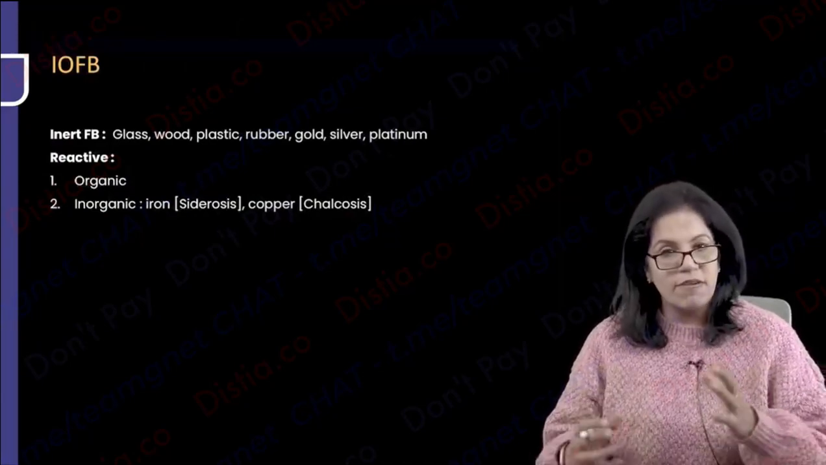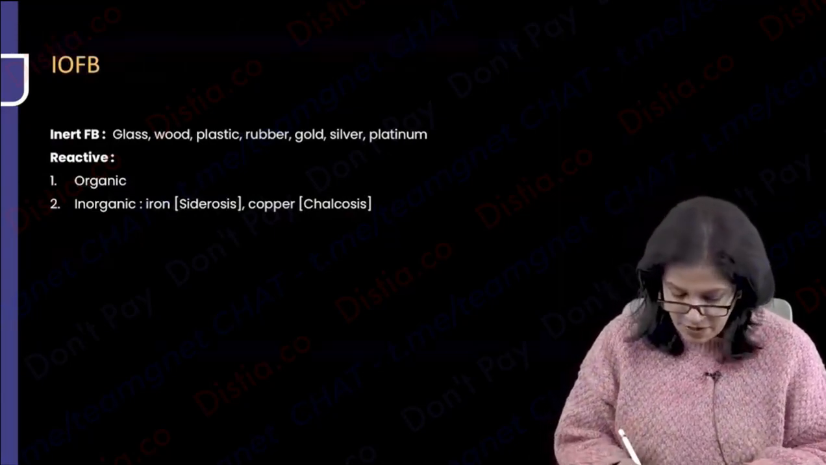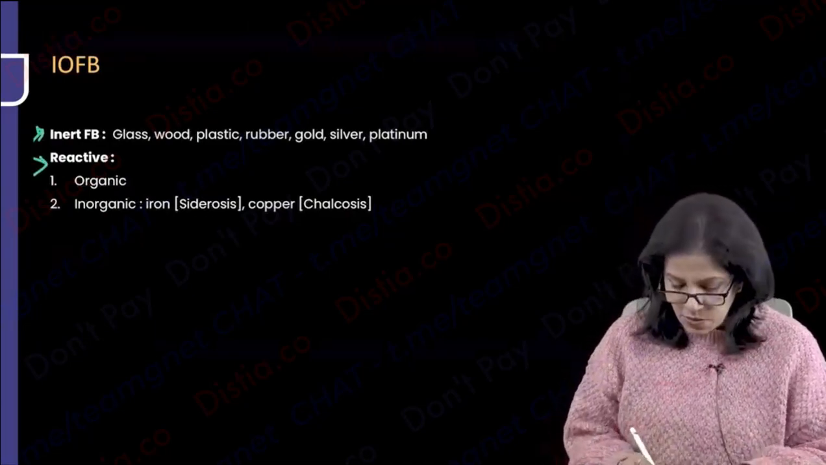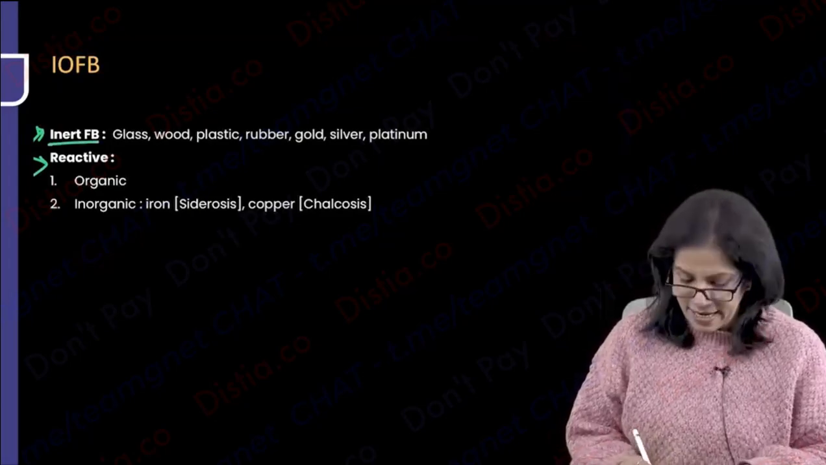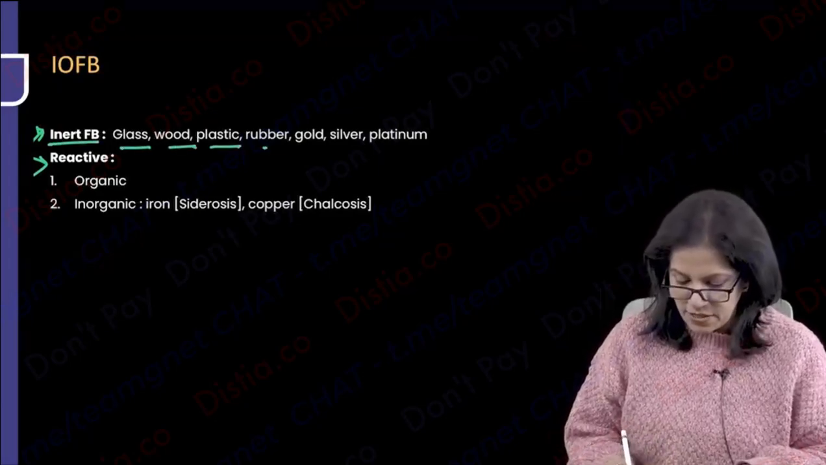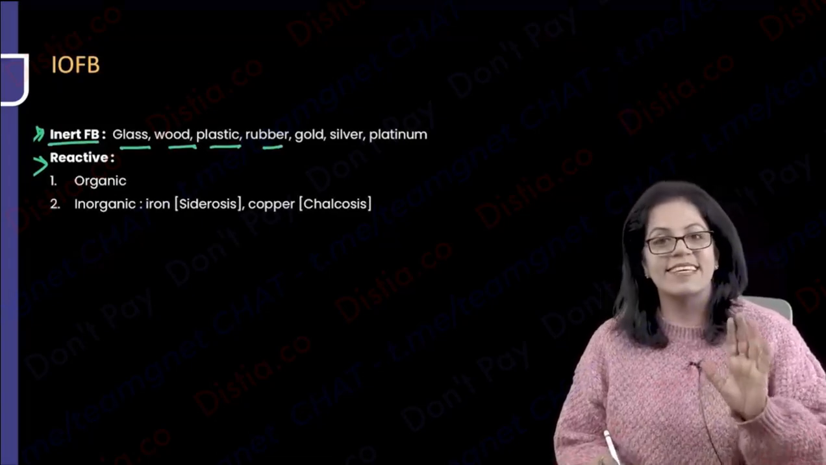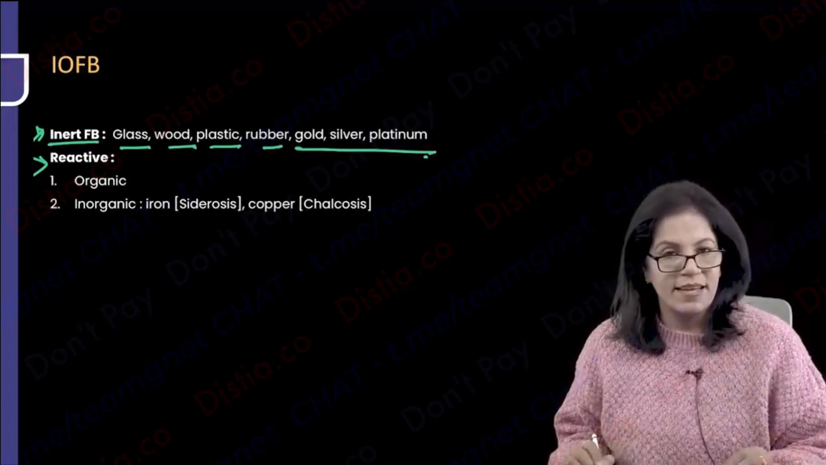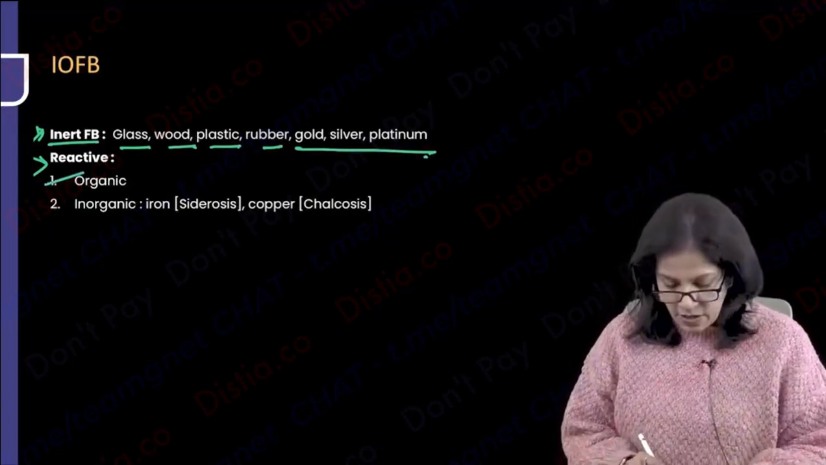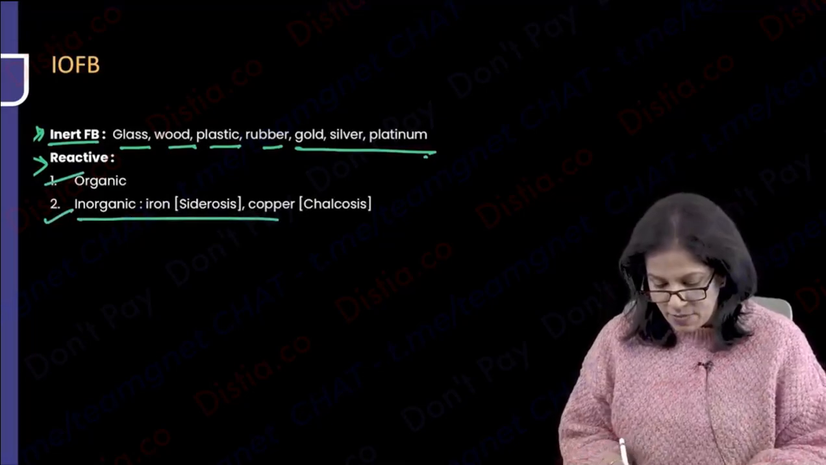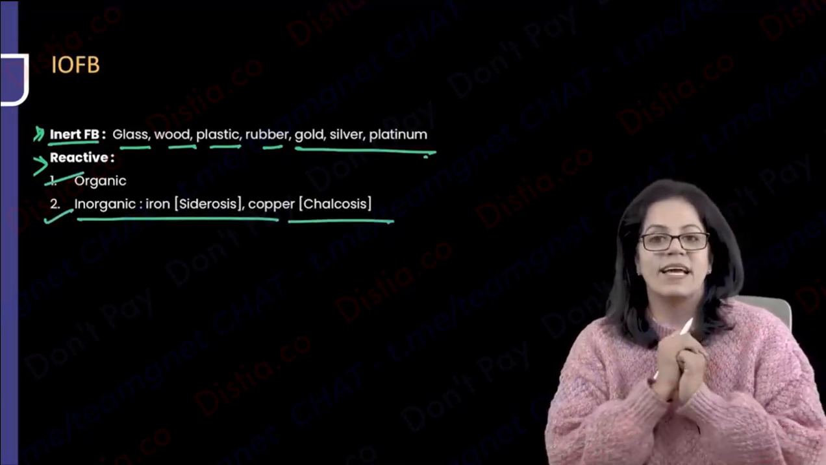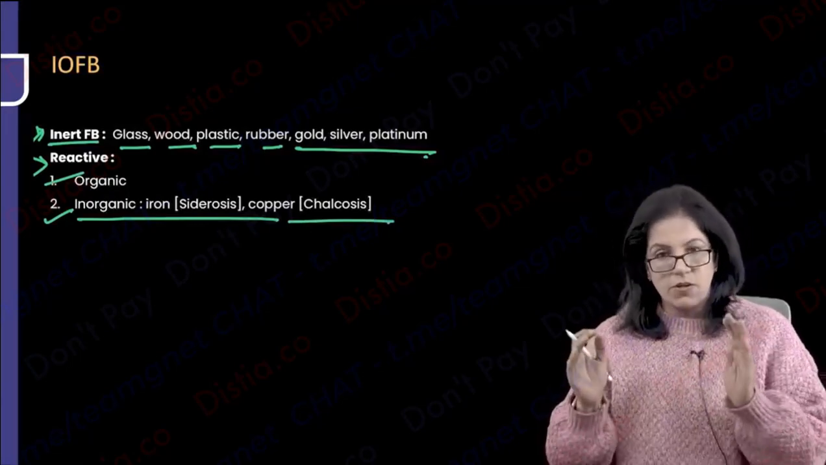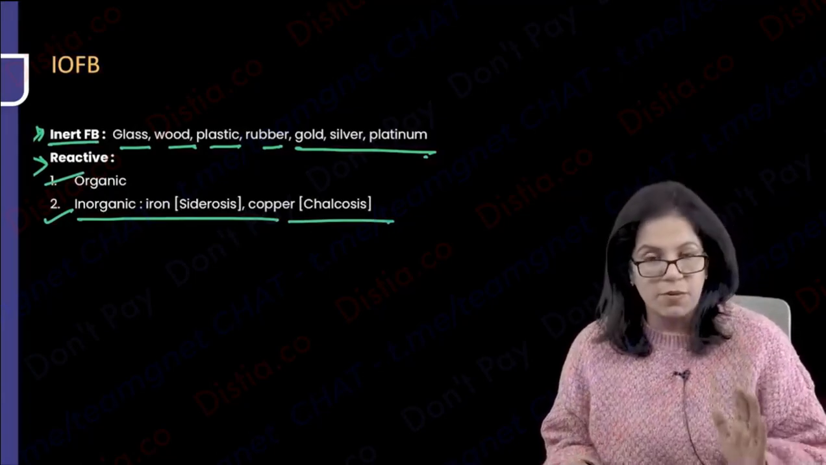If we talk about and divide the types of intraocular foreign body, we will write like this. It can be either inert or reactive. Just note down what are the inert foreign bodies. It can be glass, wood, plastic, rubber. You should know this. You should have an idea. These are inert foreign bodies in the eye: gold, silver, platinum. Reactive can be organic or inorganic. What we have to learn is siderosis and calcosis. Okay, so these are the different types of intraocular foreign body possible.